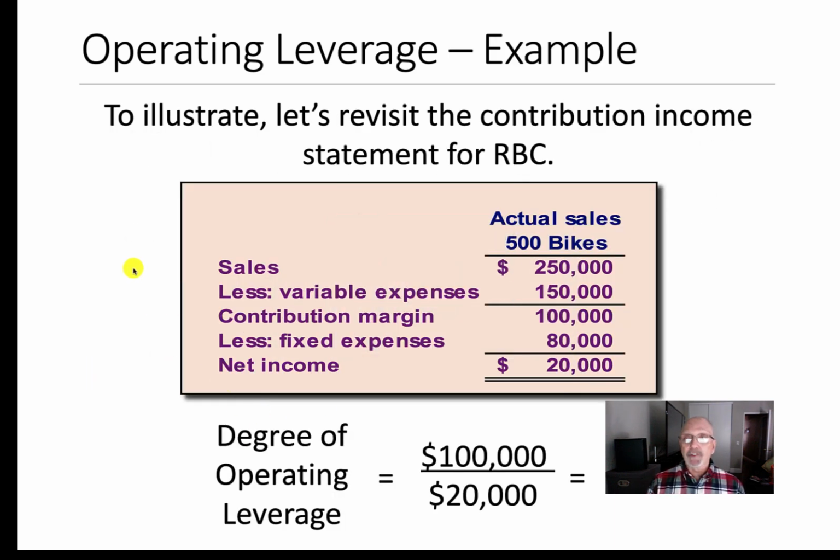So we're going back to RBC. This is RBC at 500 bikes with a $20,000 profit. We're going to take the contribution margin of $100,000 divided by the net income of 20, and we get an operating leverage of 5.